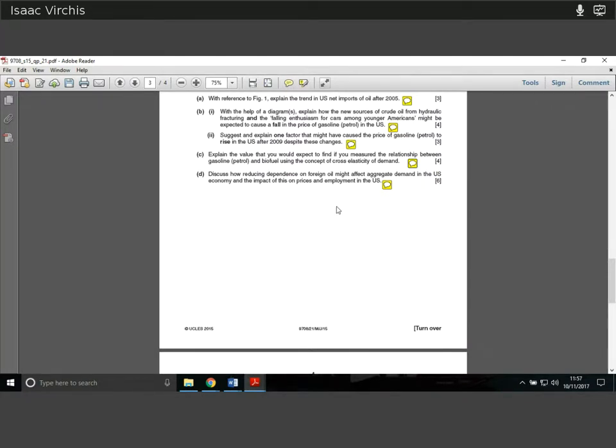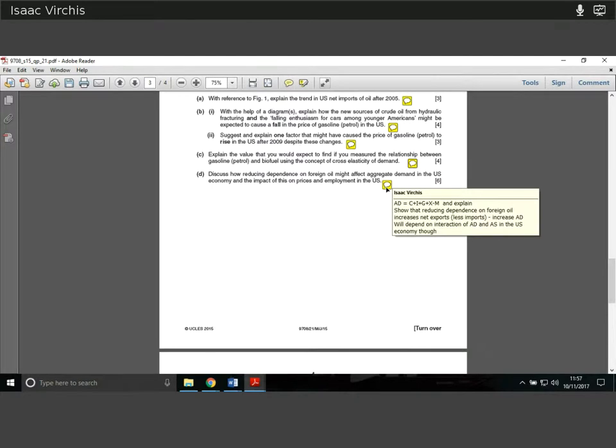Okay, and lastly on this section, nice and easy actually, this paper is pretty easy. Question D, here we're going to discuss how reducing dependence on foreign oil might affect the aggregate demand in the US economy and the impact of this on price and employment in the US. So here, this relies on your understanding of aggregate demand, so we might define that.